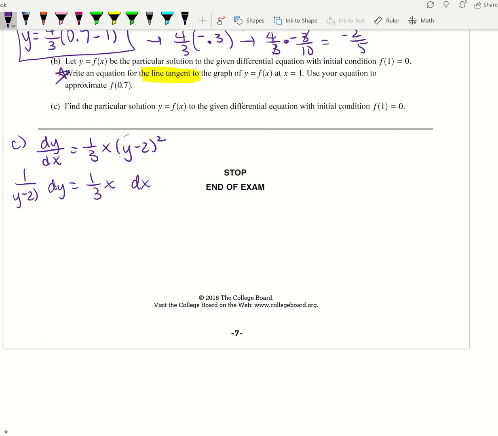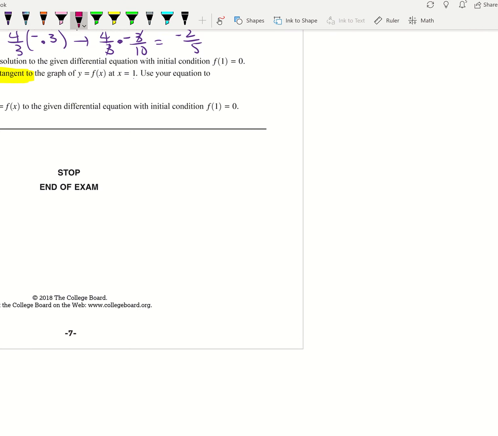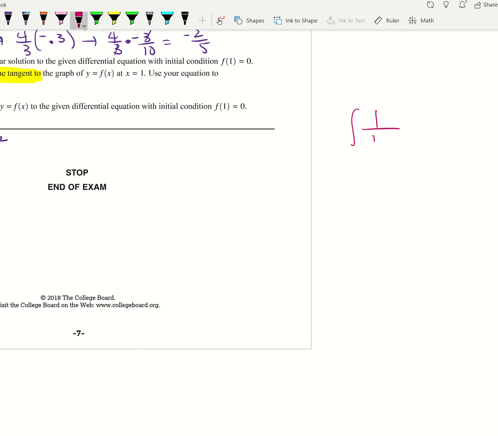Now, right here is probably one of the most common errors that people make. As we integrate this, it is very common for students to integrate the left as a natural log. This is not natural log. The integral of 1 over x to any power of 1 is natural log.